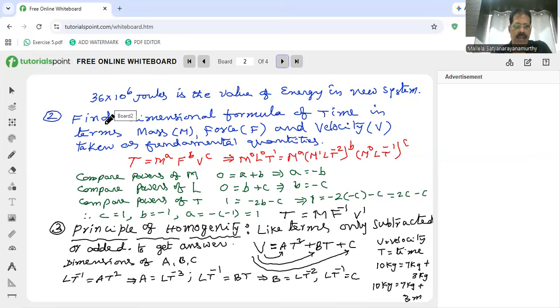Next, the second model of the question. Find the dimensional formula of time in terms of mass, force, and velocity. This is the dimensional formula of time in terms of mass, force, and velocity.